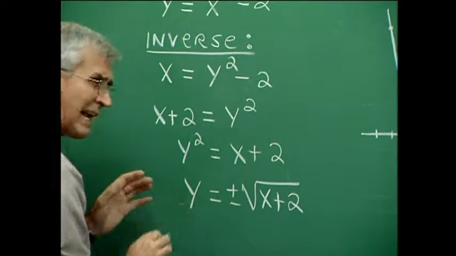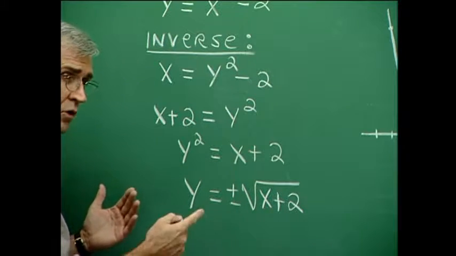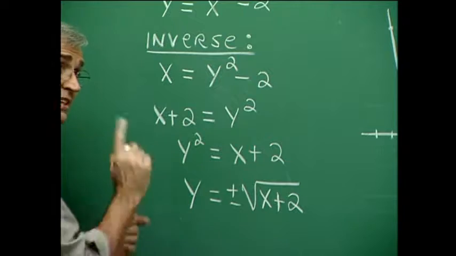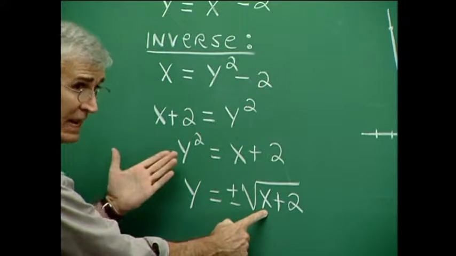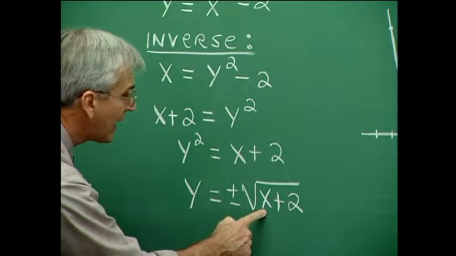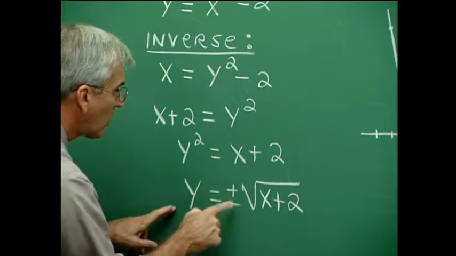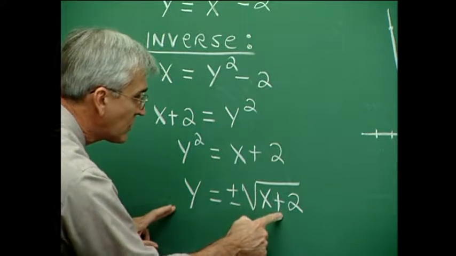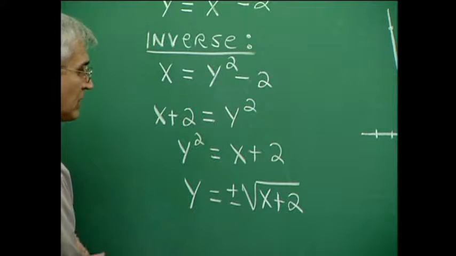But we see algebraically here that we don't have a relationship between x and y which is a function relationship. That is, y is not a function of x, because a single value of x can generate 2 values of y. Namely, if x is 7, we have 7 plus 2, 9. So y is plus or minus the square root of 9, plus or minus 3. So when x is 7, y is plus 3 or minus 3. Therefore, we do not have a function here.